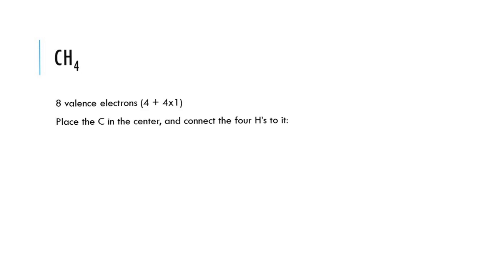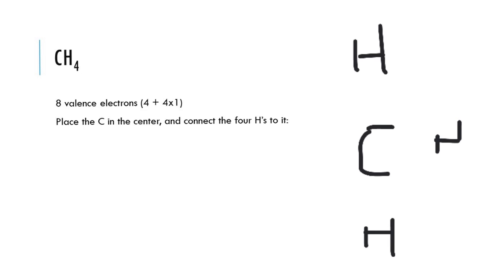So CH4 will be the first example we look at. I've done the math already, and in CH4 we should have 8 valence electrons. There's 4 electrons in the carbon and 1 electron in each of the 4 hydrogens, so that gives us a total of 8. We're going to place the carbon in the center and the 4 H's all around.